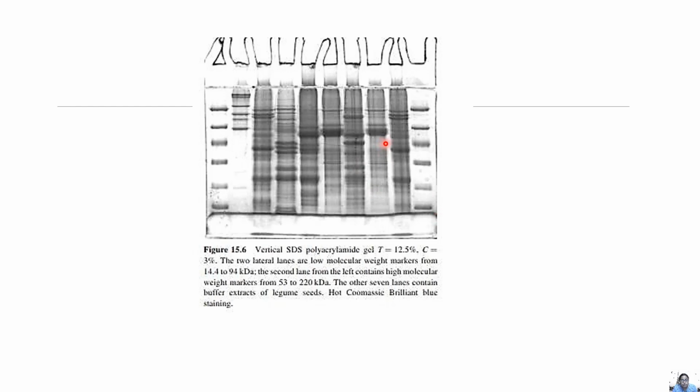The two lateral lanes are molecular weight markers, and the other lanes are basically buffer extracts of legume seeds.